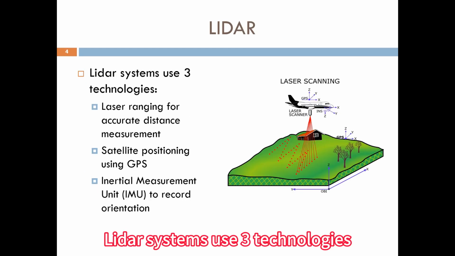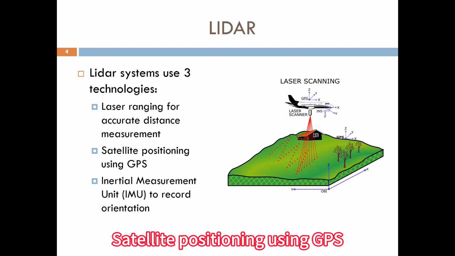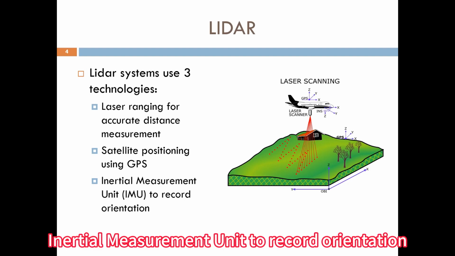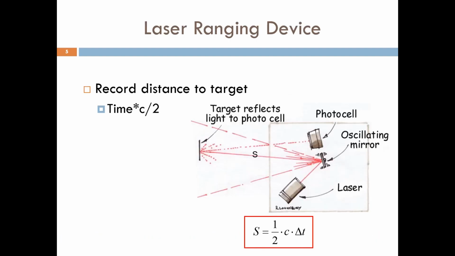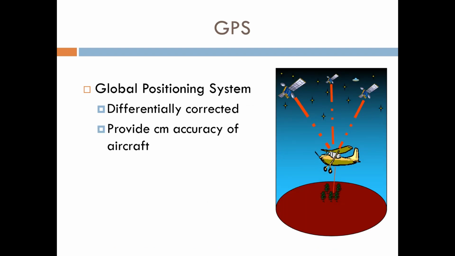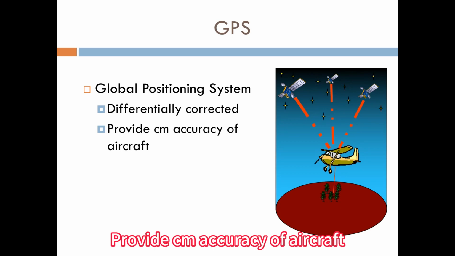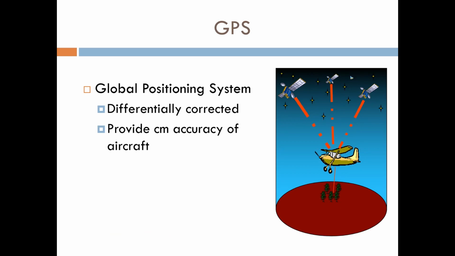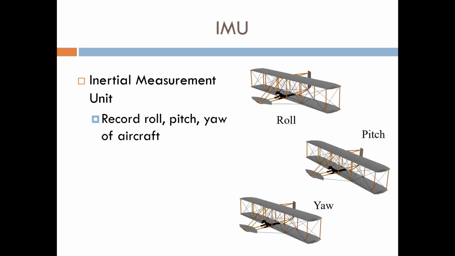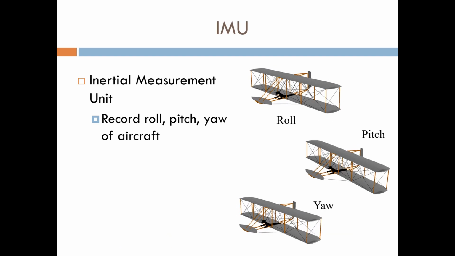LiDAR systems use three technologies: laser ranging for accurate distance measurement, satellite positioning using GPS, and an inertial measurement unit to record orientation. Laser ranging devices are used to record distance to target. GPS, differentially corrected, provides centimeter accuracy of the aircraft position. The IMU records roll, pitch, and yaw of the aircraft.